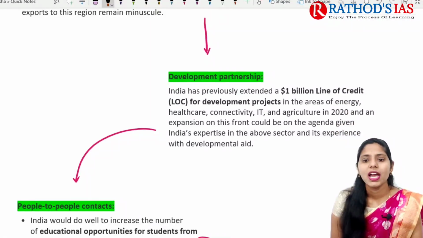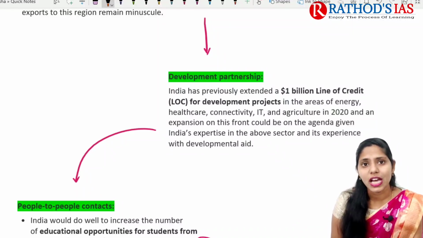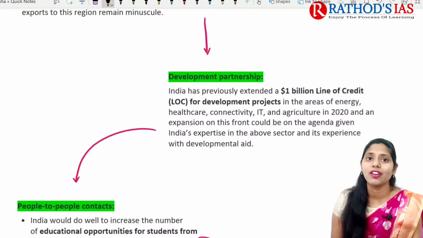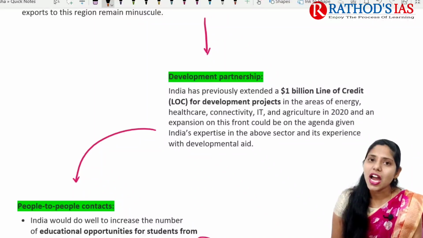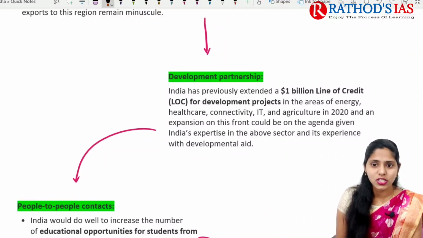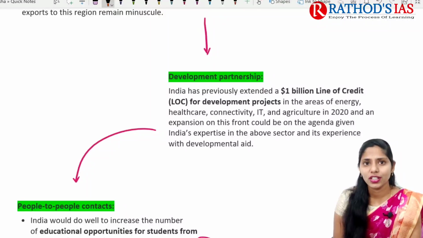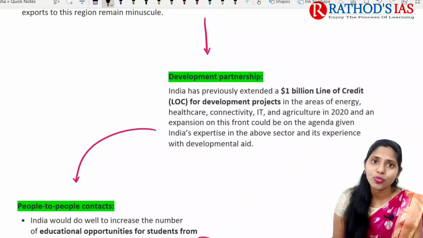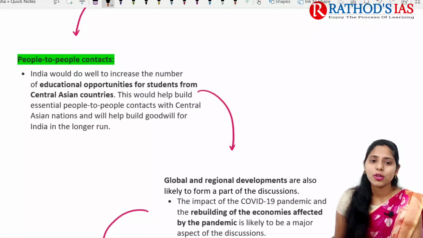And next one is development. Actually, what happened is India invested a lot in the developmental projects in Afghanistan, but because of the Taliban's rule in Afghanistan, whatever investment we made went in vain, and most of the development projects have been stopped. So this is one important issue. And if you're talking about Central Asian countries, there is a large amount of scope, such that we can come up with cooperation in areas of energy, healthcare, connectivity, information technology, agriculture. And next one is people to people contact.